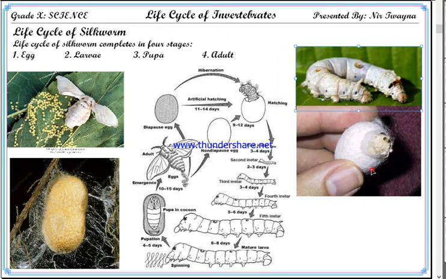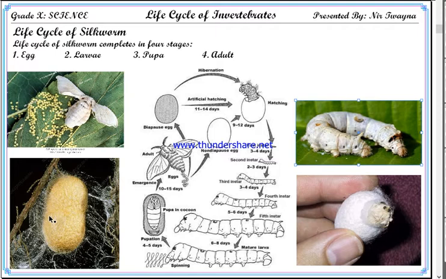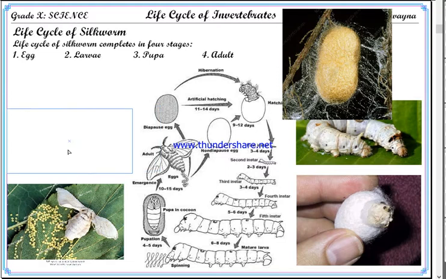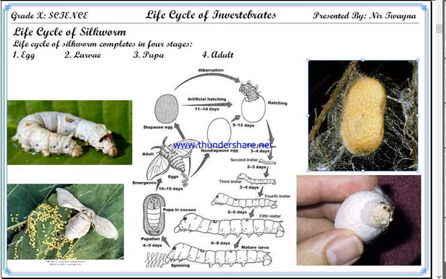Sorry for the order of the pictures, let me correct it. Okay, now it's okay. The first stage is egg, and from egg it hatches larva. Larva becomes pupa, and from pupa the adult comes out. That adult again lays egg, and again the cycle repeats. The eggs of silkworm are very small, the size of peanuts.